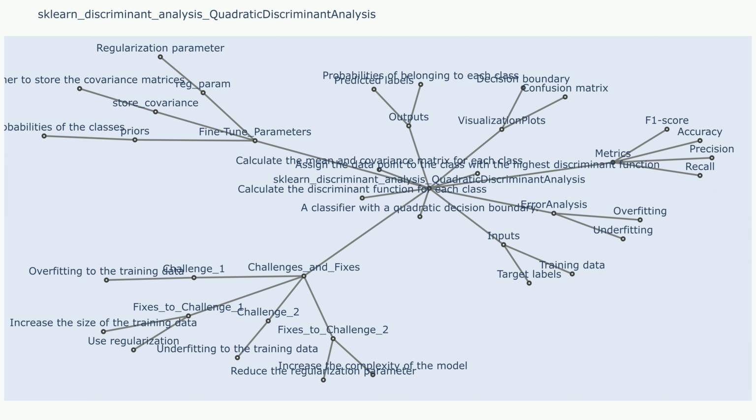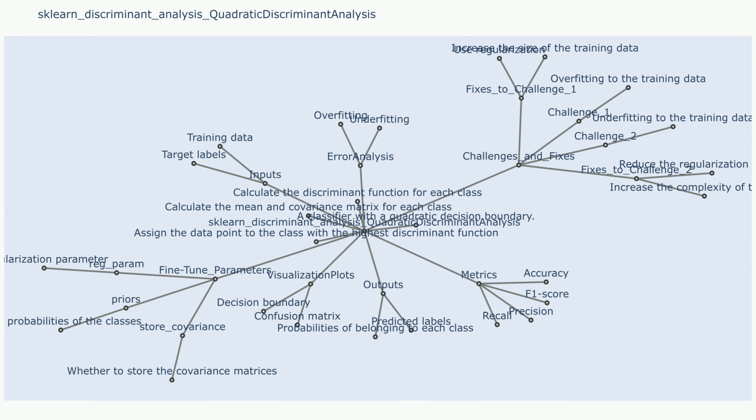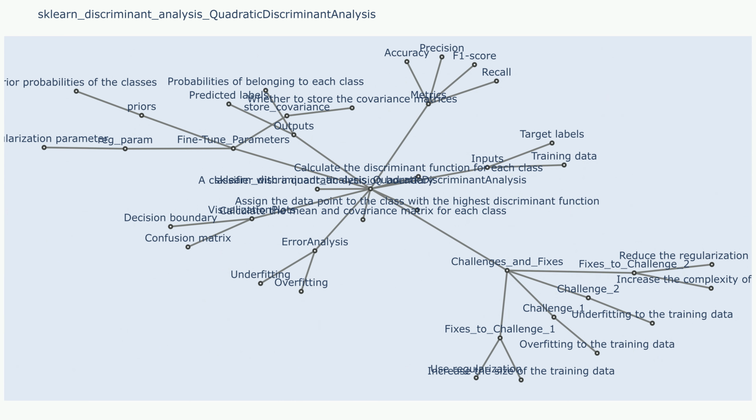Challenge 2: the model can be sensitive to outliers in the data, which can affect the learned class parameters and the decision boundary. Sample use case: a single outlier in the data may significantly shift the decision boundary, leading to inaccurate predictions. Fixes. Data preprocessing: remove or adjust outliers in the data before training the model. Robust estimation: use robust methods for estimating the mean and covariance matrix, which are less sensitive to outliers.